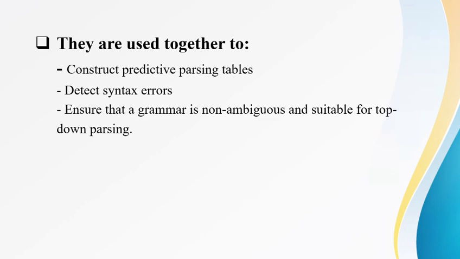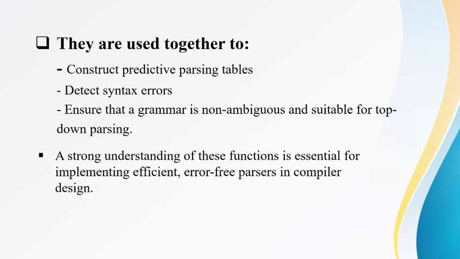They are used together to construct the predictive parsing table, detect syntax errors, and ensure that a grammar is non-ambiguous and suitable for top-down parsing. A strong understanding of these functions is essential for implementing efficient, error-free parsers in compiler design.